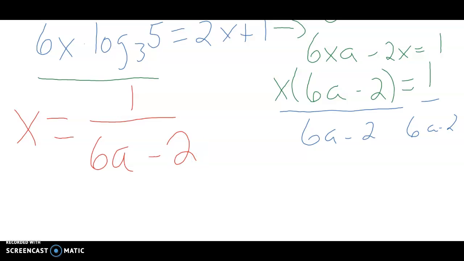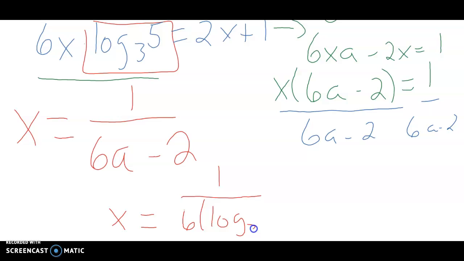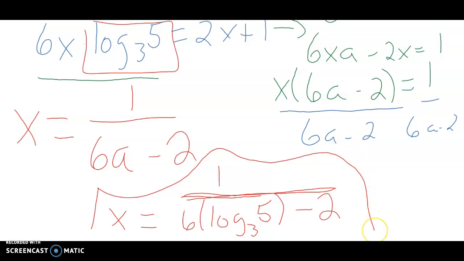Now, remember, what did a stand for? Well, a was just log base 3 of 5. So x equals 1 over 6 times log base 3 of 5. That's just a number. Parentheses weren't really necessary there, but whatever. And then this whole thing's in the denominator. And there you go. So it's kind of interesting when you think about it. That's that ugly number there. That is the number that made that beginning equation work.